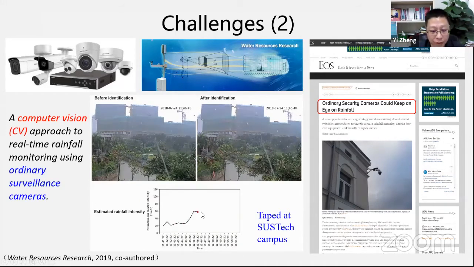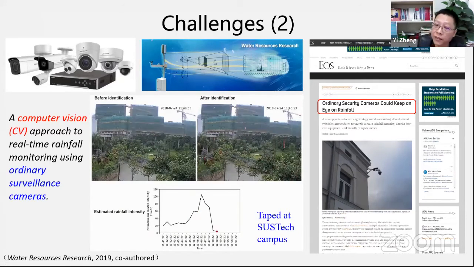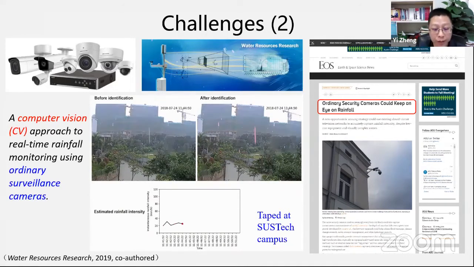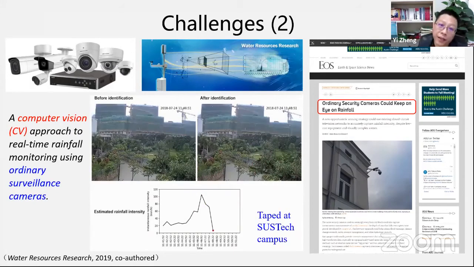So these study results were published in Water Resources Research and also highlighted by EOS. Okay? So anyway, the main idea here is that data-driven hydrological modeling needs to cope with the huge data volume possibly being collected and cope with the diversified data types, like this kind of crowdsourced data.